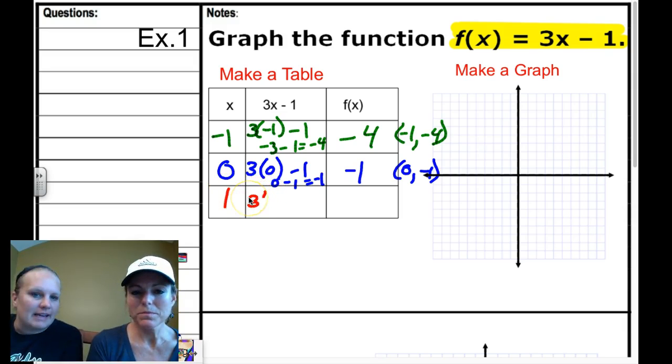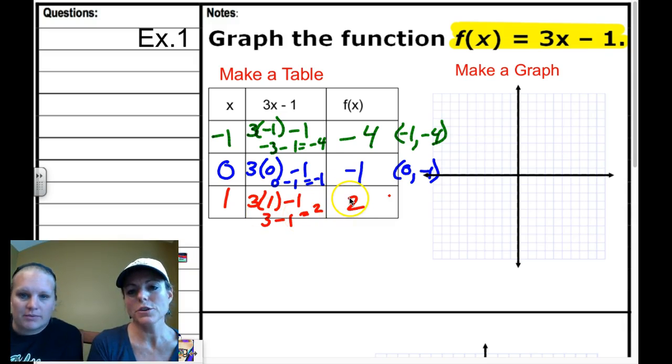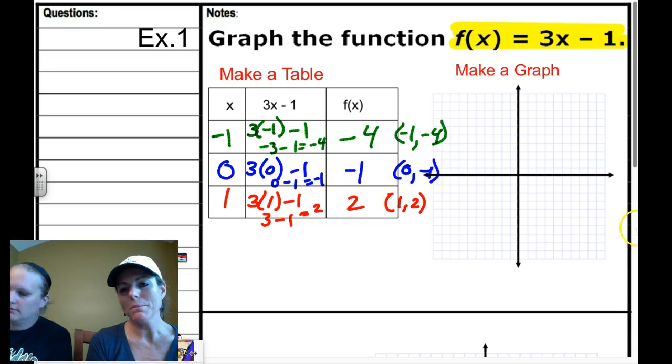If we tell you to plug in any number, those are the easy numbers you're going to want to use because they're super simple. 3 times 1 is 3, minus 1 is 2. That's our output, and there's our third point. Really all we need is 3. You can keep going if you want, but we're not going to.